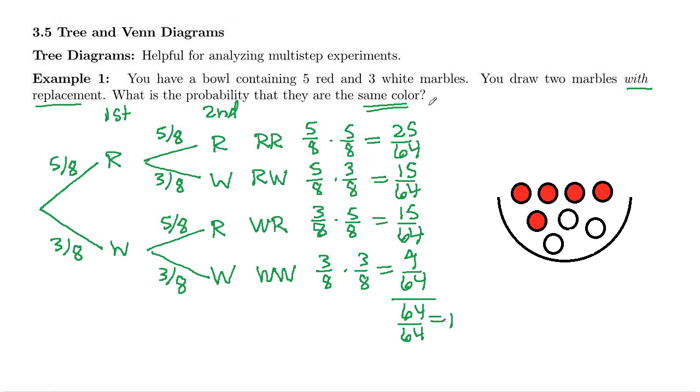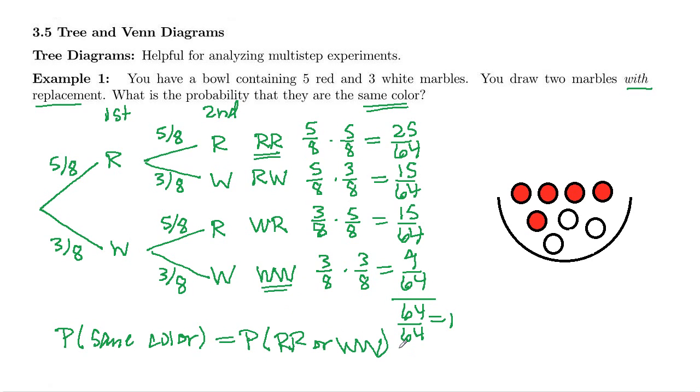So now we want to know what's the probability of the same color. There are 2 ways to get the same color. You could get 2 reds or 2 whites. So this is red, red or white, white. And remember, OR probabilities, you add and subtract out the overlap. Well, there is no overlap between those outcomes. If you've got 2 reds, you don't have 2 whites.